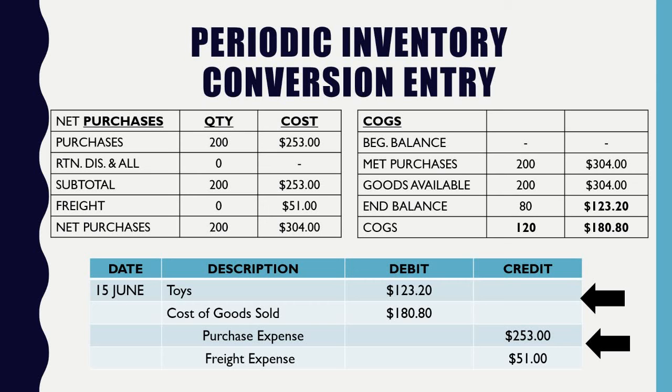So there you go. There's a perfect reflection of a journal where you're using multiple accounts, and the goal is, do your debits equal your credits? And in this case, yes, they do. Okay? So that's the last step when it comes to dealing with periodic inventory, is you need to complete a conversion entry. Okay?